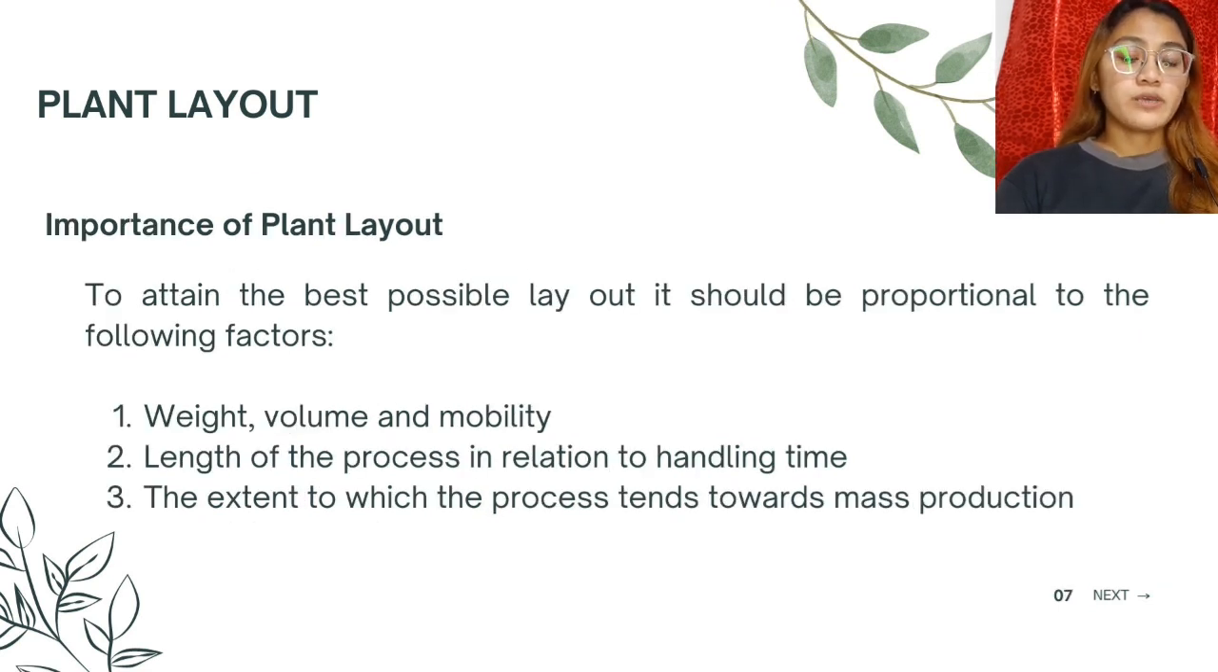Layout of a plant is quite important in the view that I mentioned earlier, but the importance of a layout may greatly vary from industry to industry. To attain the best possible layout, it should be proportional to the following factors. Number one, weight, volume, and mobility. The weight, volume, and mobility of the product is considered a factor since it may require industrial machines and equipment to handle and move such heavy, large amounts of goods. It may also require a large number of laborers to ensure productivity.